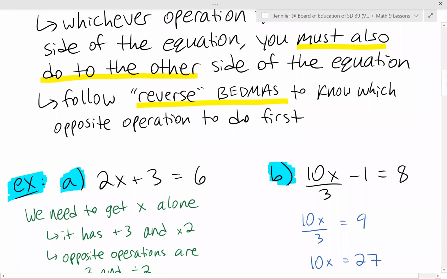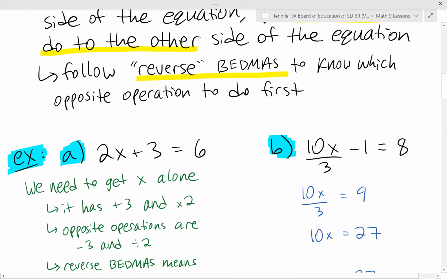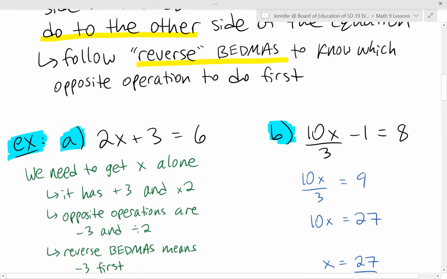A couple examples. This one first, 2x plus 3 equals 6, definitely on the easier side. So we need to get x on its own. It currently has 3 being added to it, and it's also being multiplied by 2. So we have two opposite operations to perform to get x on its own. So the opposite of adding 3 is subtracting 3. The opposite of multiplying by 2 is dividing by 2. So those are the two operations we have to do. The reverse BEDMAS tells us that we have to do the subtraction first before we do the division.